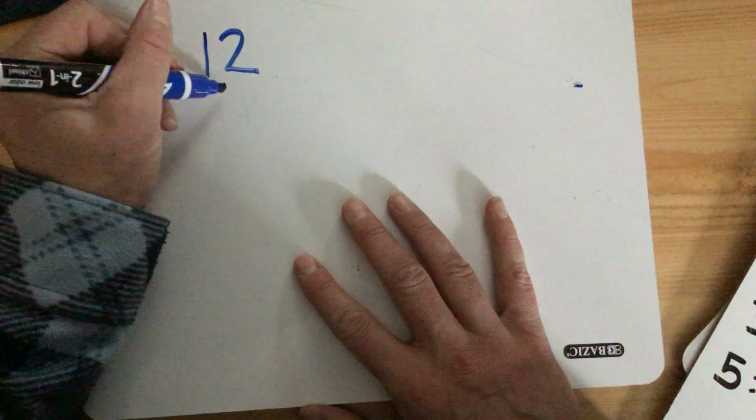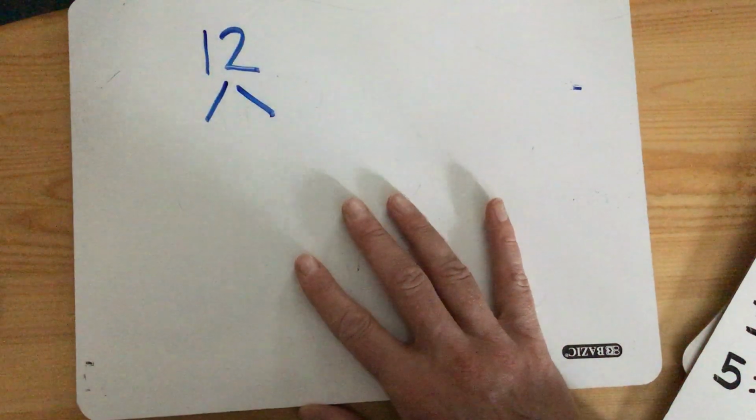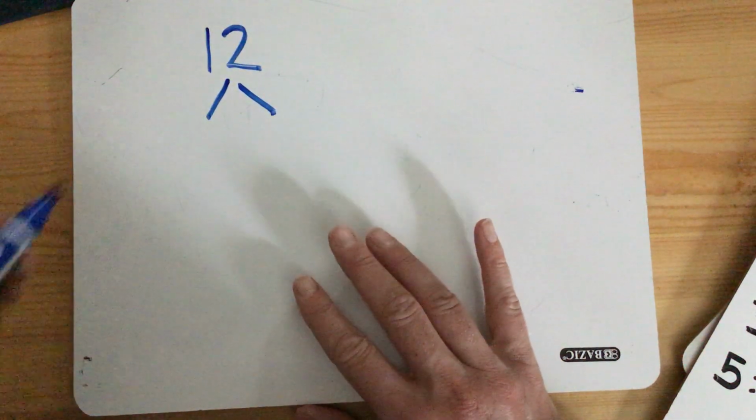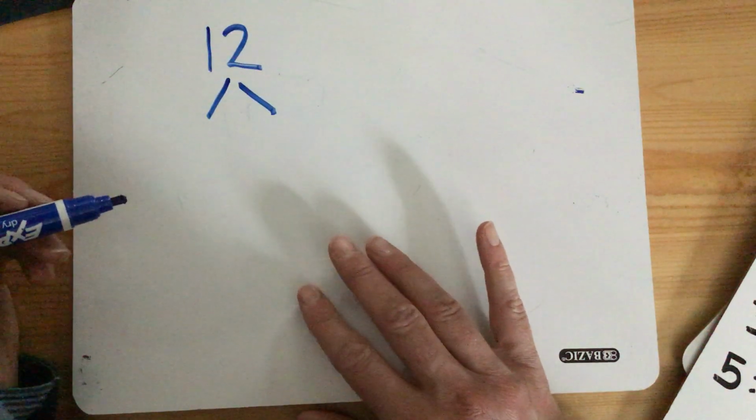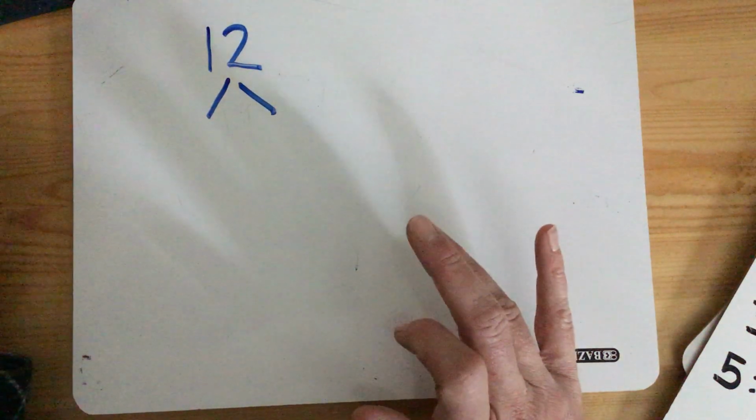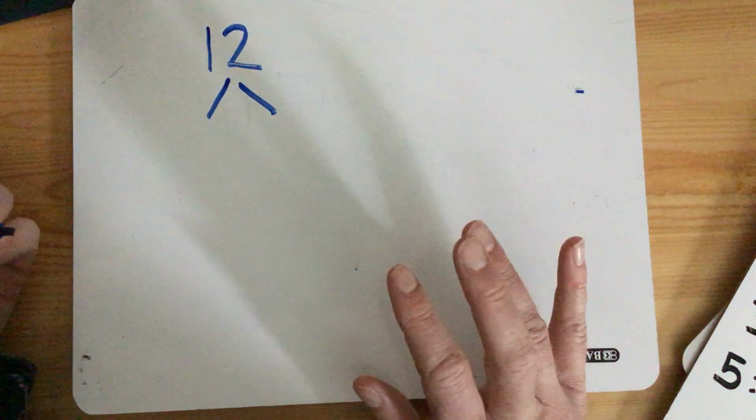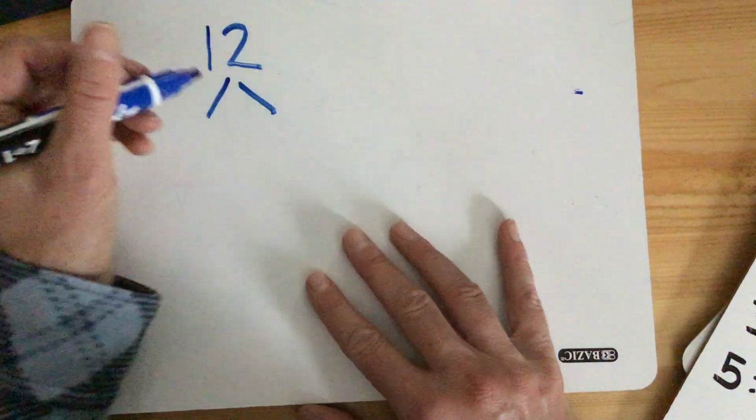Then what you would do is you'd split it. You would ask yourself what times what equals 12. So I know that 2 times 6 equals 12. I know 3 times 4 equals 12. So I just choose one of those. I'm going to choose 3 and 4.